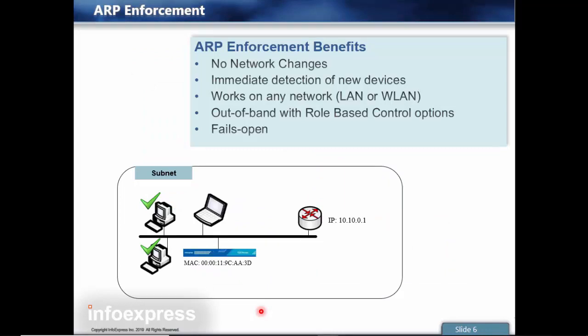EasyNAC uses ARP enforcement to quarantine rogue and unknown devices on the network. One of the key benefits of ARP enforcement is that it doesn't require any changes to your network, so you can deploy it very quickly. Let's say, for example, we want to quarantine this laptop.